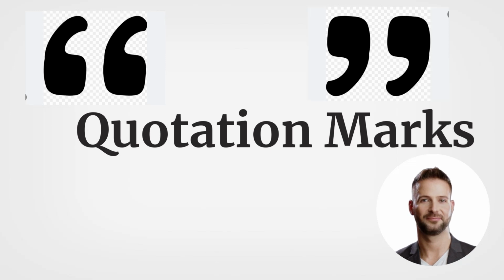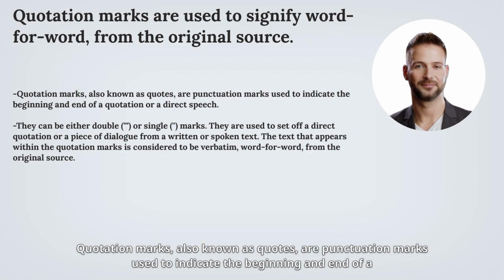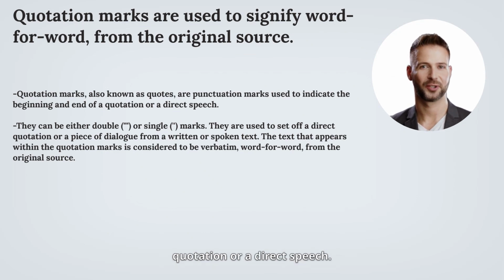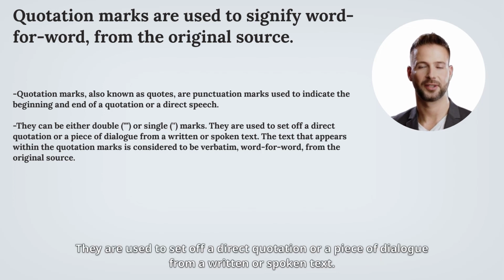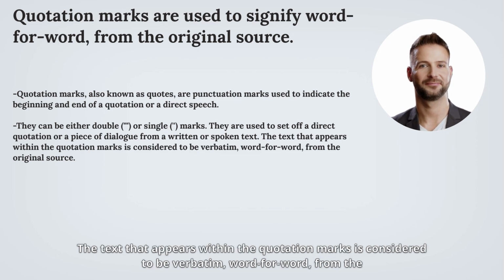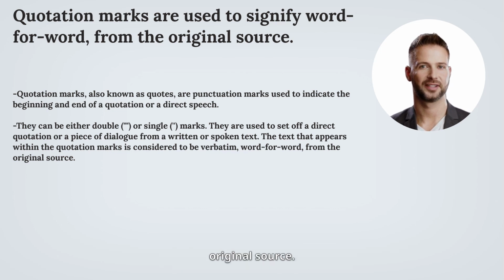Quotation marks. Quotation marks, also known as quotes, are punctuation marks used to indicate the beginning and end of a quotation or a direct speech. They can be either double or single marks. They are used to set off a direct quotation or a piece of dialogue from a written or spoken text. The text that appears within the quotation marks is considered to be verbatim, word for word, from the original source.